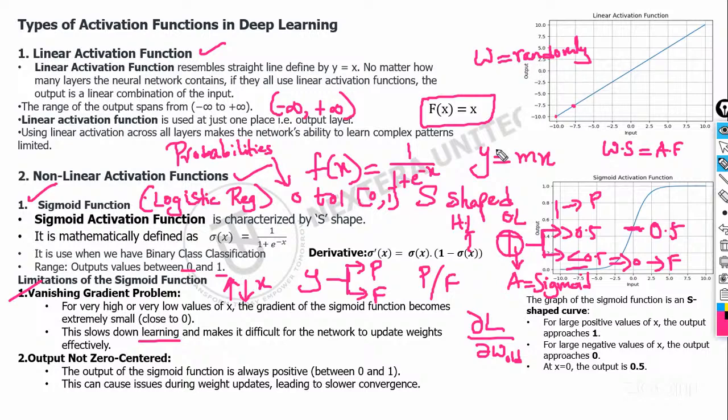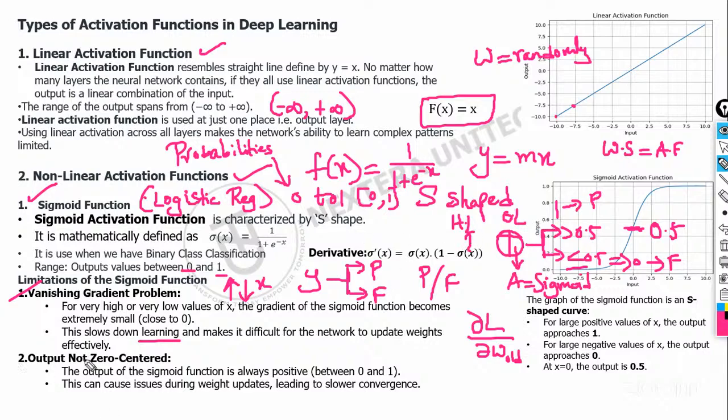When we backpropagate, I'll use that formula. Within the formula, we have the gradient. When this gradient comes close to 0, the learning comes down. When the learning comes down, the updating of weights is done very slowly. Because of this, we cannot use the sigmoid function as an activation function in a hidden layer neuron.